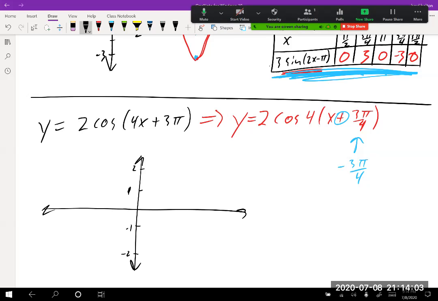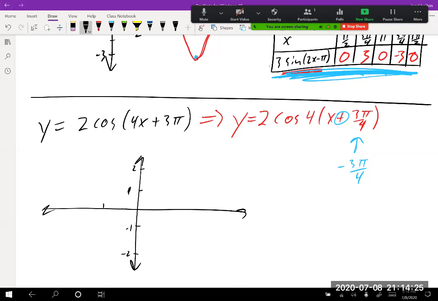Now here's the thing, where does cosine normally start? Cosine normally starts at 0, right? It has an x value of 0. That's where we normally like to start it. You could start it anywhere, it's kind of a loaded question. But when we draw our graph, we normally try to stay from 0 to 2 pi and then go from there. So let's shift it over 3 pi fourths.